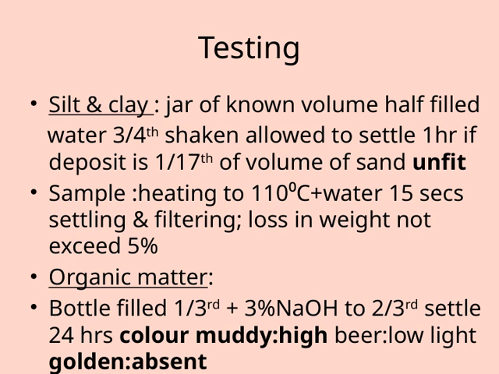Now, regarding organic matter, we take a sample and fill a bottle about 1/3 full, then add a solution of 3% NaOH up to 2/3 full. After settling for 24 hours, the color indicates the organic content. A muddy color suggests high organic matter. A light beer-like color indicates moderate levels. A golden hue shows low organic matter. And if it's absent, it means very little or none is present. These tests are essential because they give us vital information about soil composition and fertility, which directly impacts how we manage and utilize the land.